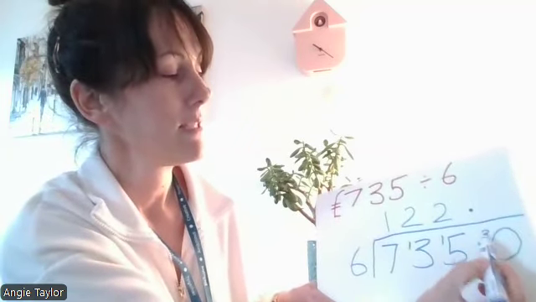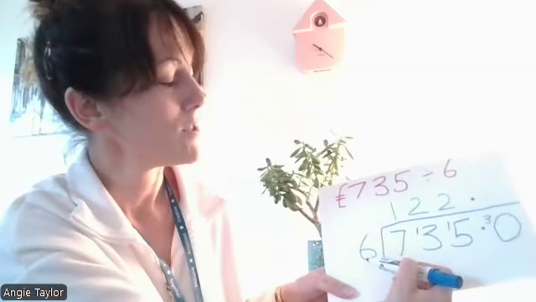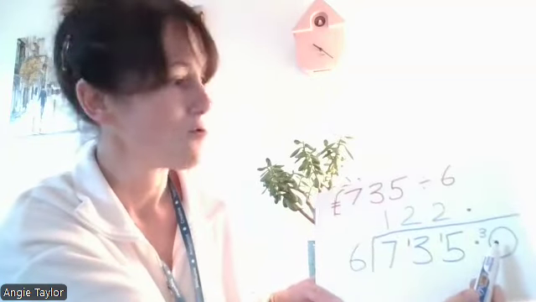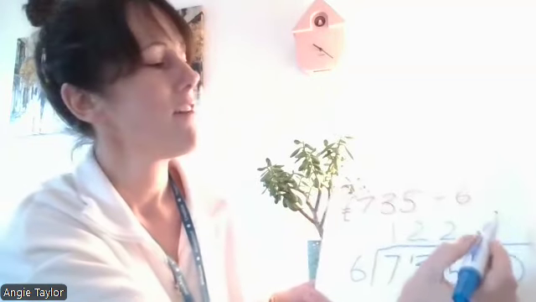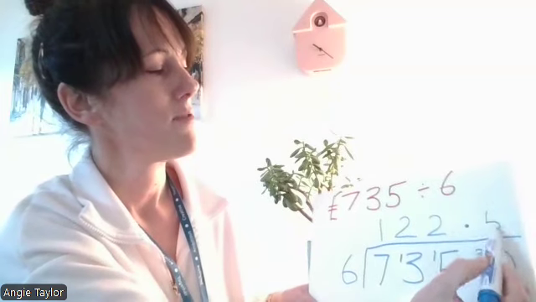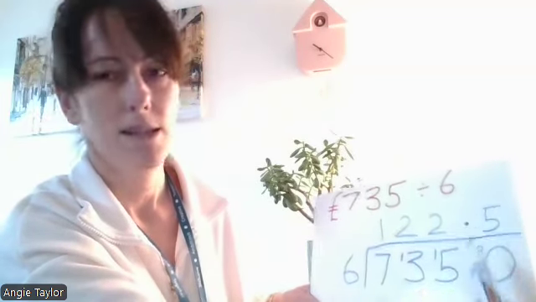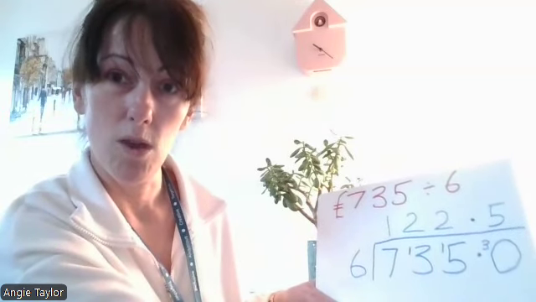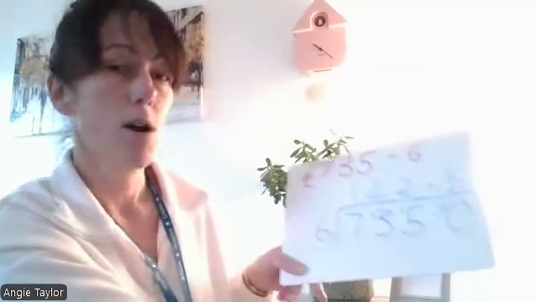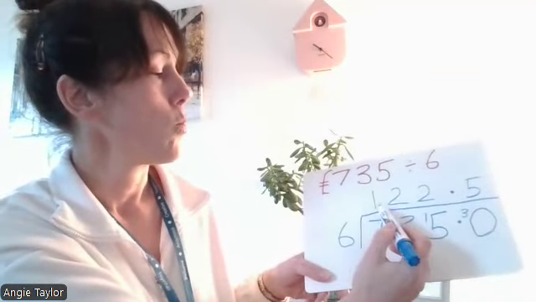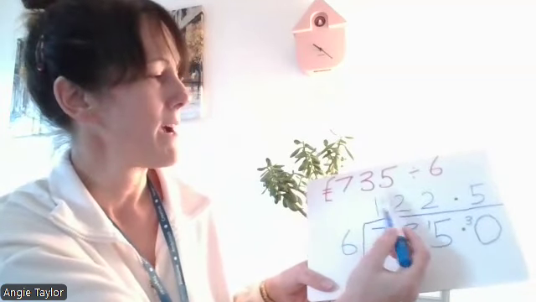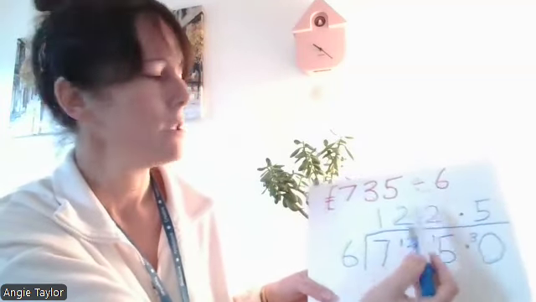So now we've got 30 divided by 6, or how many times will 6 go into 30? With your 6 times tables, you'll know really quickly that it's 5. 5 6s are 30. 6, 12, 18, 24, 30. Okay, so our answer is 122.5. Our question was £735 divided by 6 people.